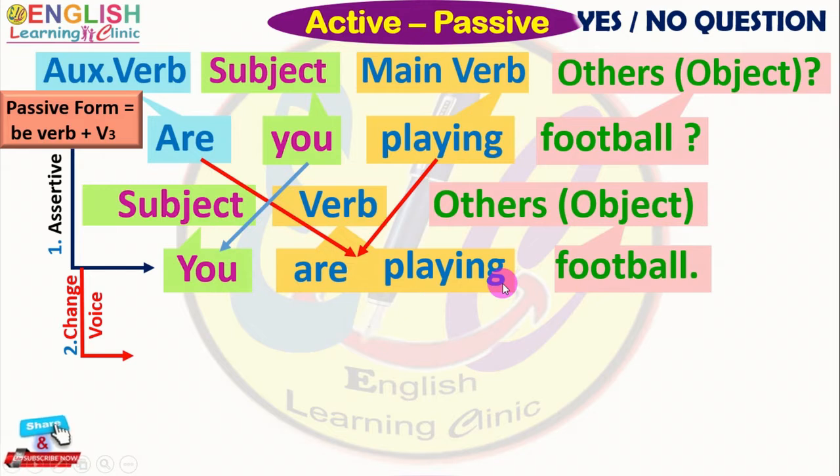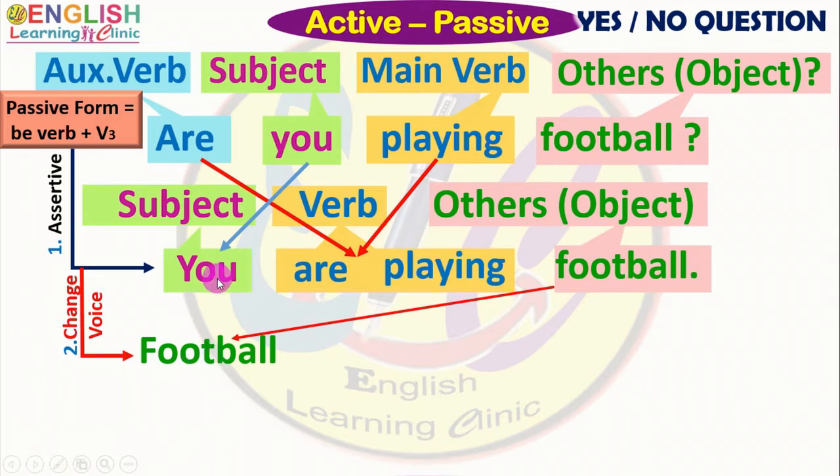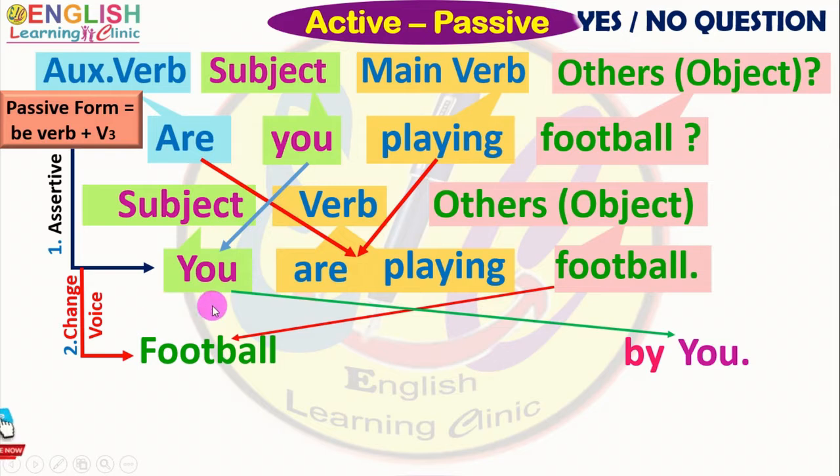Now, change the voice of this verb in this sentence. To make it passive, you have to place the object in the subject position, and also you have to place the subject in the object position with the preposition by. Of course, if the subject or the object is pronoun, the form will be changed, that is from subjective form to objective form or from objective form to subjective form. I have already discussed in detail in the second class of my voice series.